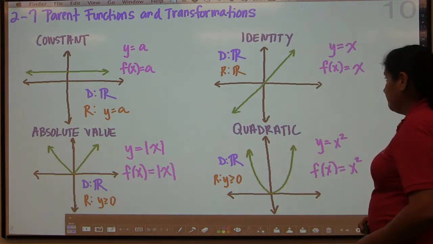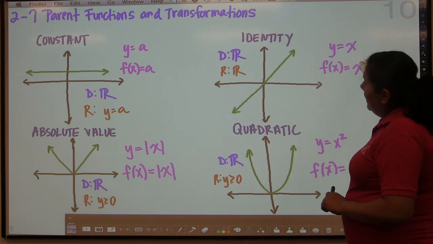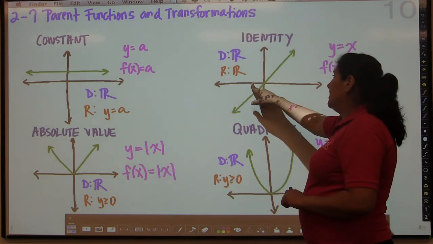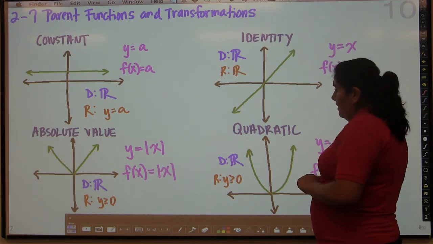Then you have the identity function, which is y equals x, or f of x equals x. In this case, the domain is again all reals, but so is the range, because it goes forever in both directions, positive and negative. So your identity function is there.